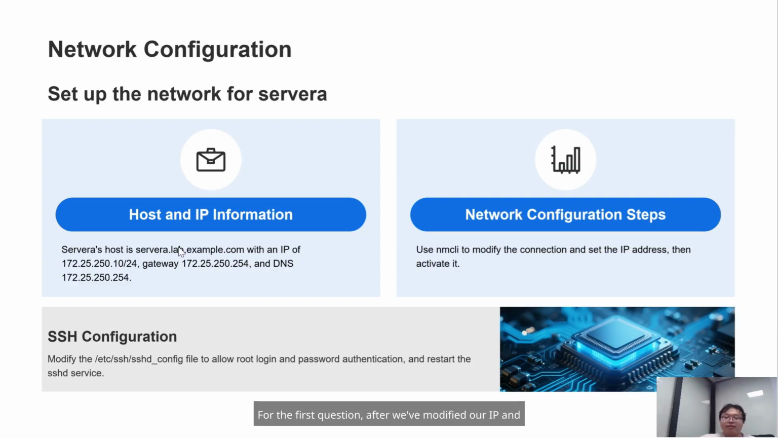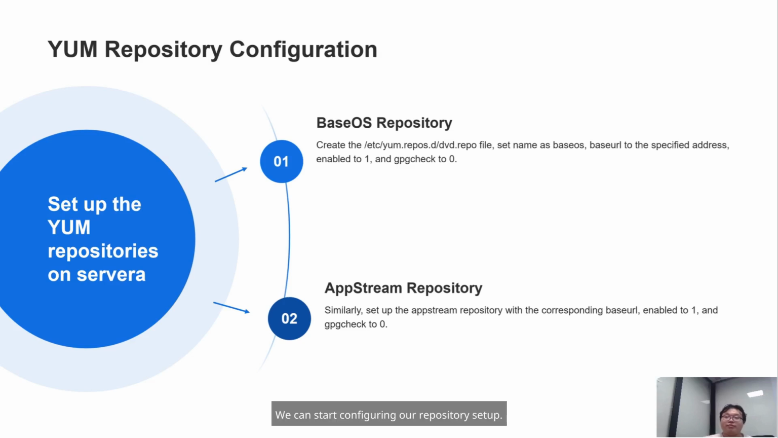For the first question, after we've modified our IP and set up our gateway, we need to restart the network and check the SSH configuration. After that, what can we do next? We can start configuring our repository setup. The main task for this question is actually just about a single file. Once you write that file correctly, that's basically it.